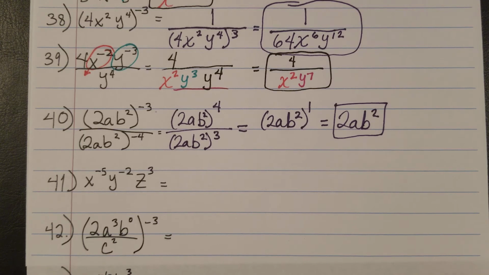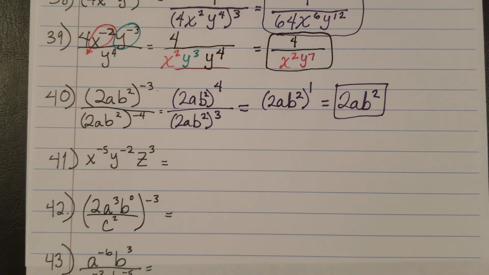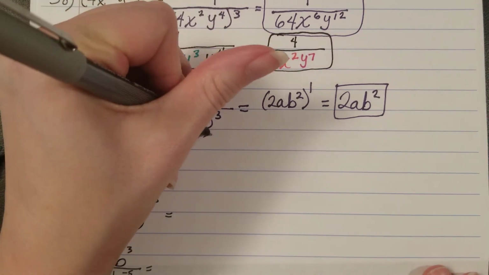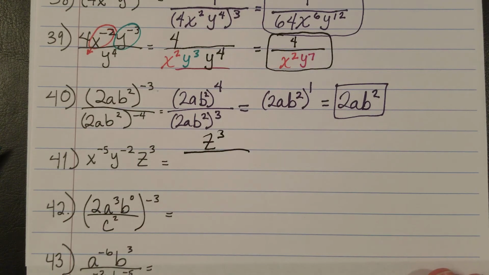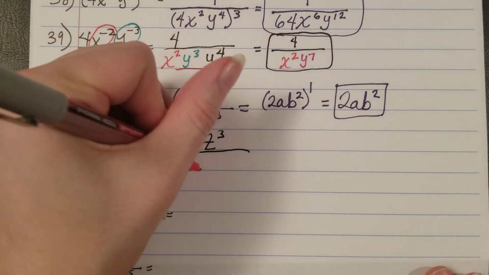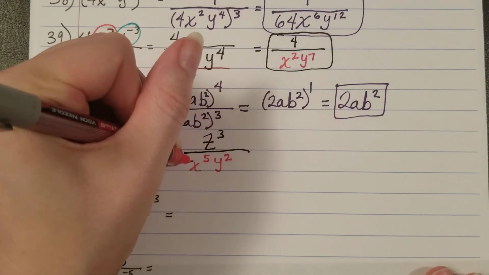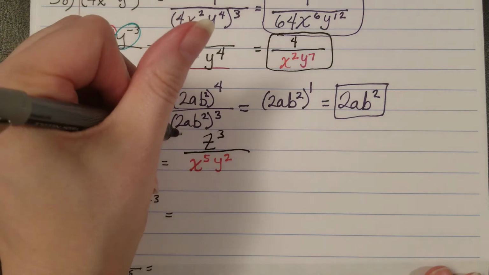All right, so number 41, I just need to take the variables that have negative exponents and move them to the denominator. So z to the 3rd power will be the numerator. And then on the denominator, I'm going to have x to the 5th y squared. All right, and that's all for that problem.